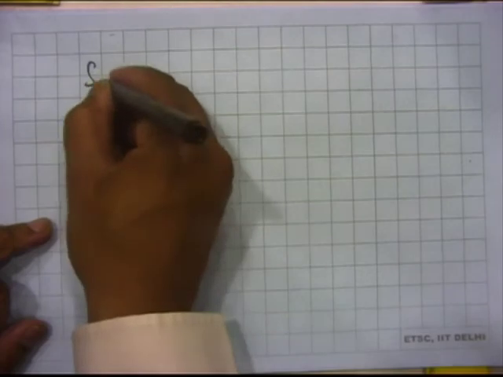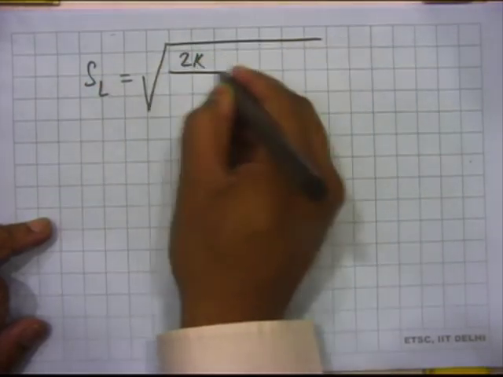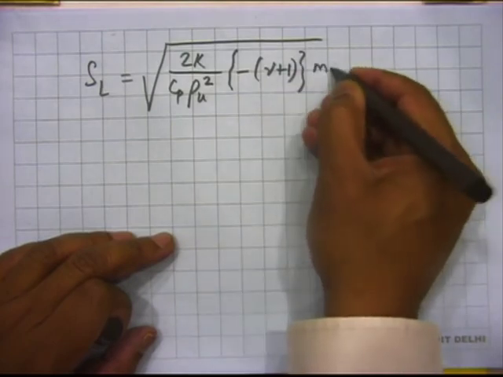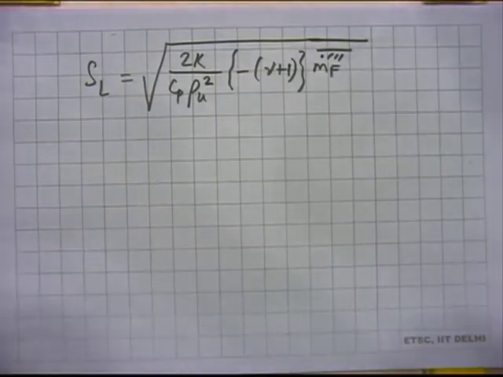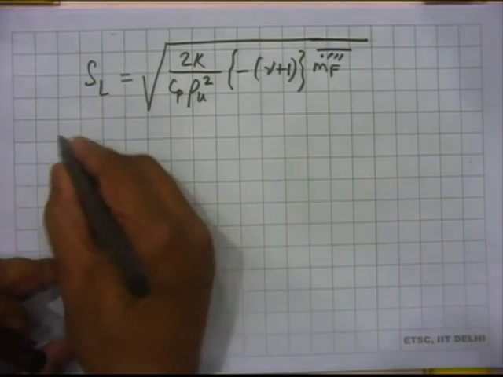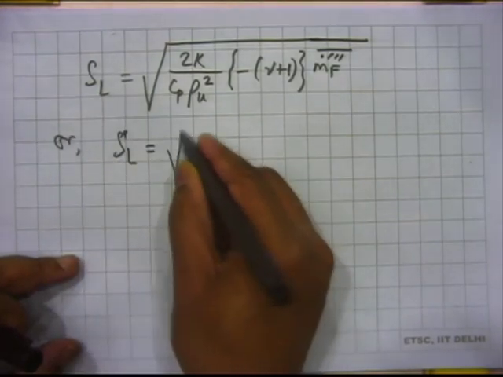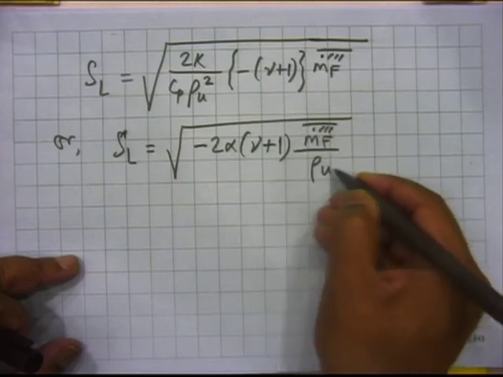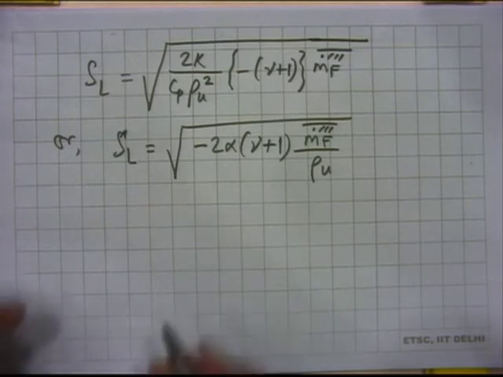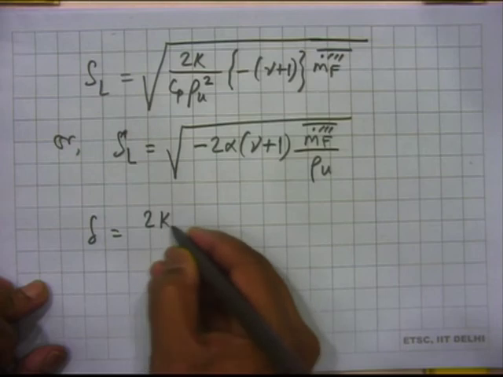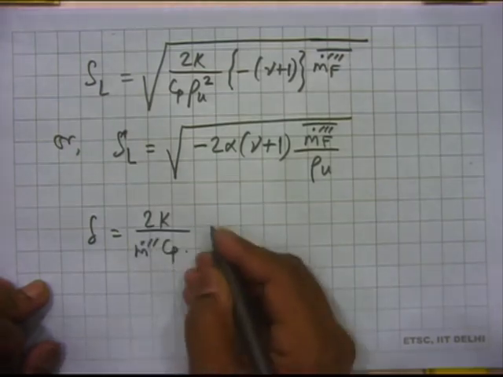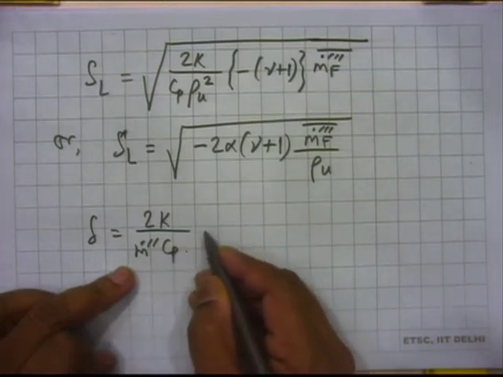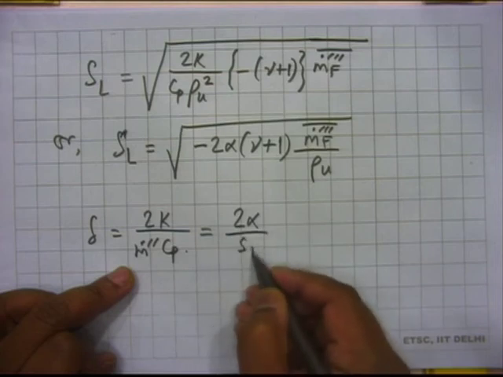So, that is a slight bit of work, and that is this much, or S L is this, so that is S L. For delta we had this, and if you write m dot double prime as rho u into S L, then this can be shown as 2 alpha by S L.